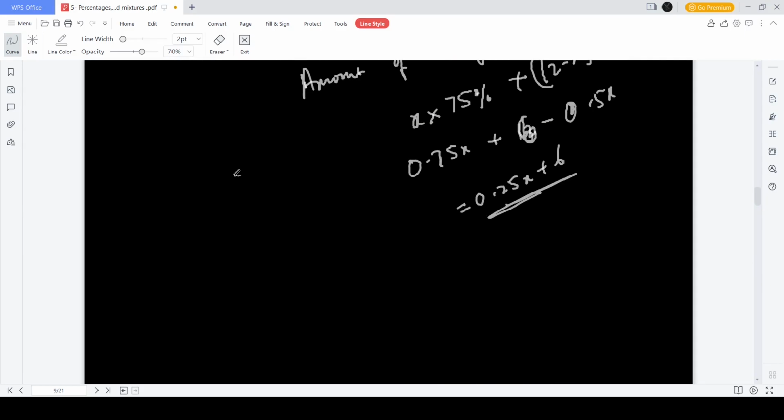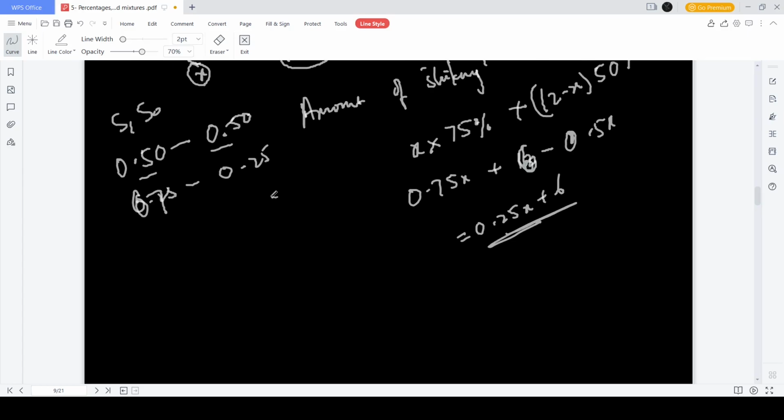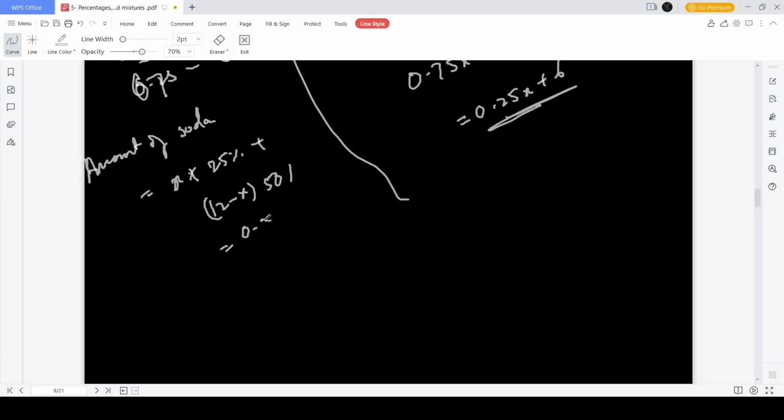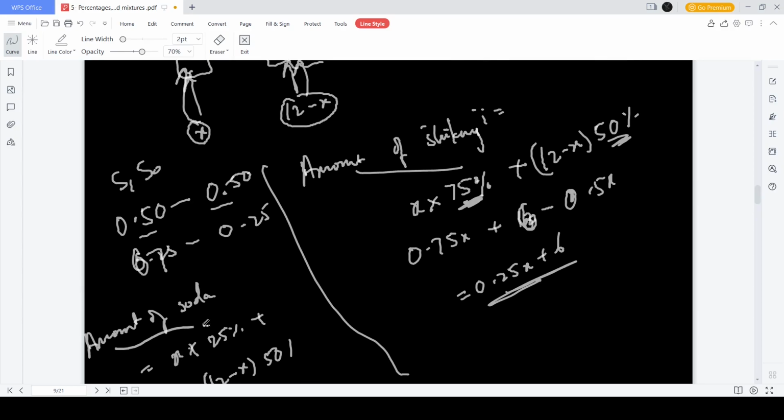Now the amount of soda. If 50% of something is shikanji and there are only shikanji and soda in the drum, then 50% is soda, because 50 plus 50 should add up to 100. Similarly, if it's 75% shikanji, then 25% should be soda. So using that logic, we will calculate the amount of soda in the whole mixture that he made. It's x into 25% plus 12 minus x into 50%. This becomes 6 minus 0.25x. They're saying this ratio, the amount of shikanji to the amount of soda, is 5:3.